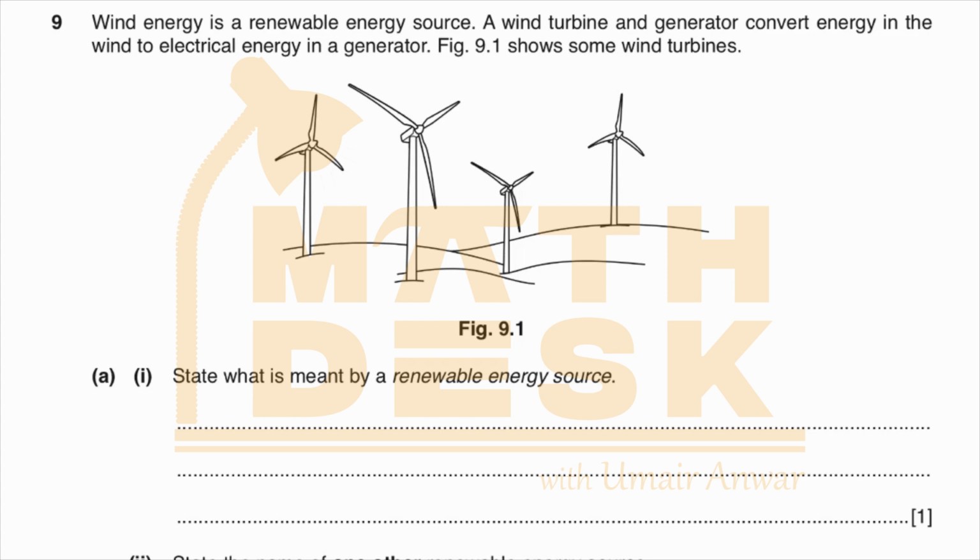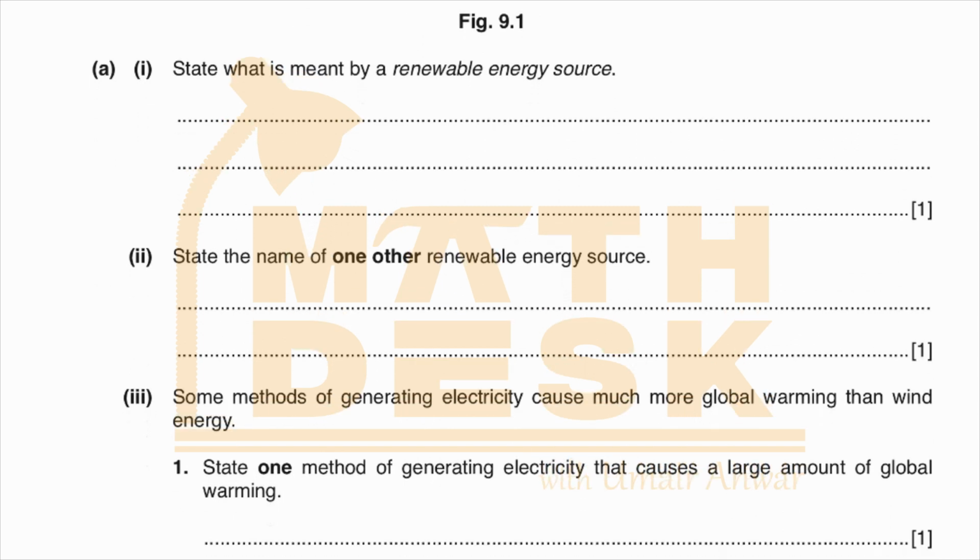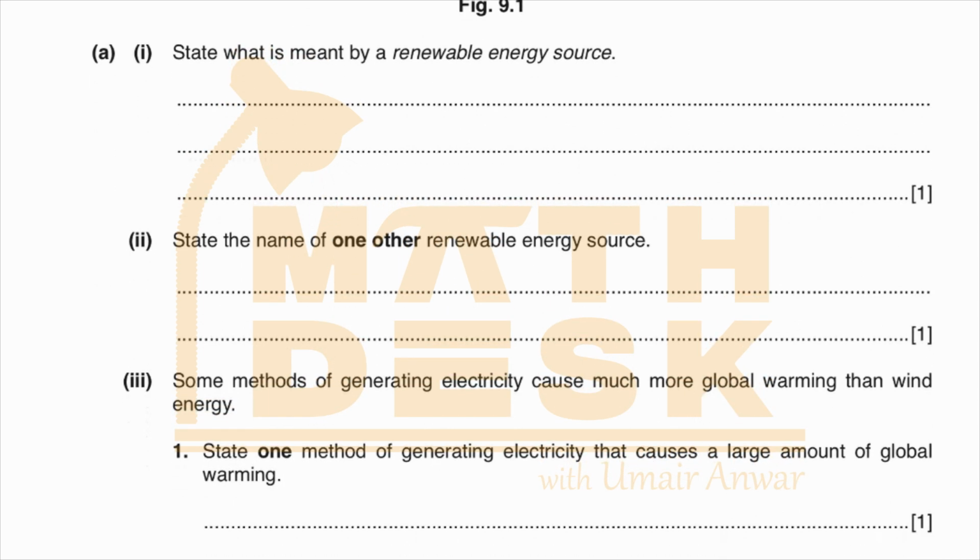The question says wind energy is a renewable energy source. A wind turbine and generator convert energy in the wind to electrical energy in a generator. Figure 9.1 shows some wind turbines. So these are the wind turbines shown to us, which convert wind energy into electrical energy with the help of the turbines. State what is meant by a renewable source of energy.